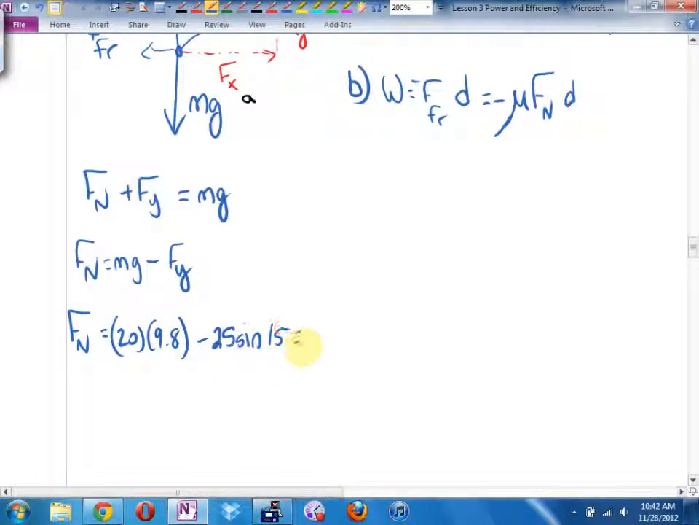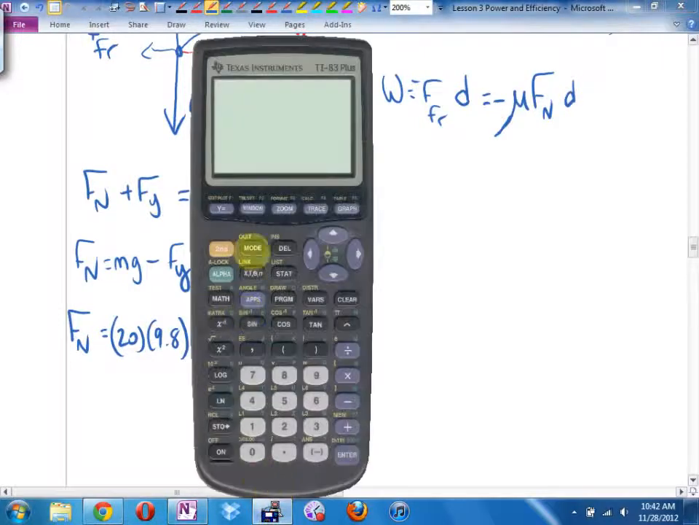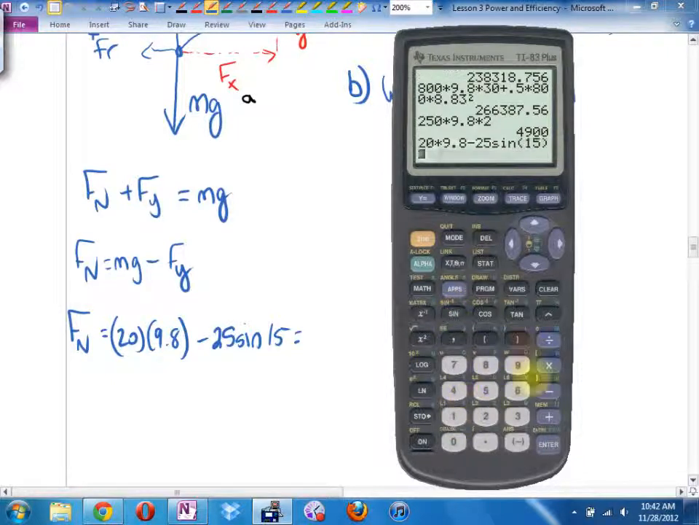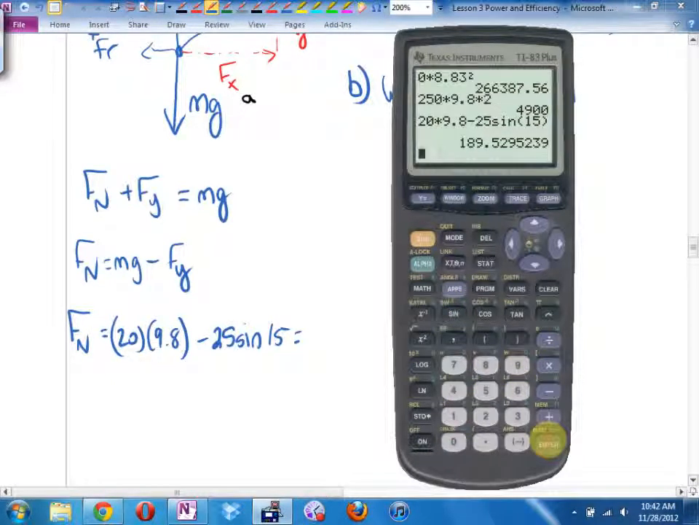I'll carry this to a few extra decimals because I'm going to be using it. 20 times 9.8 minus 25 sine 15. I get a normal force of 189.53.